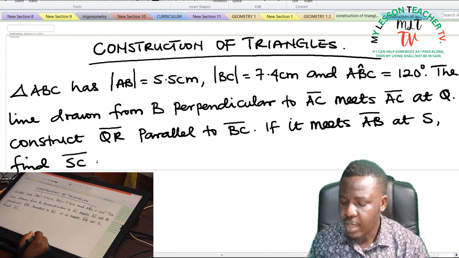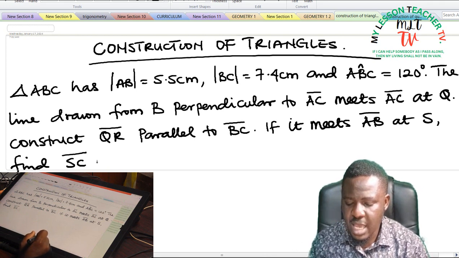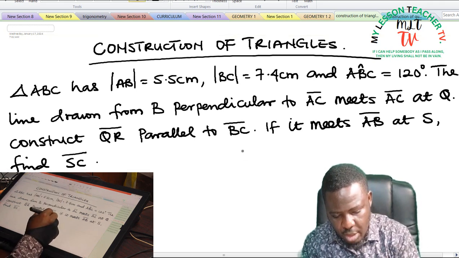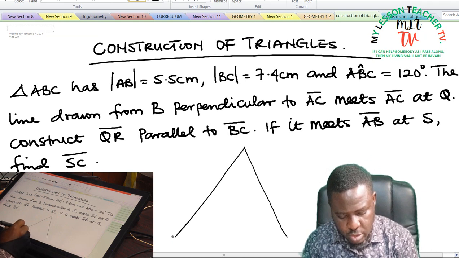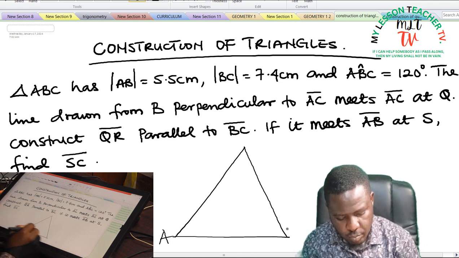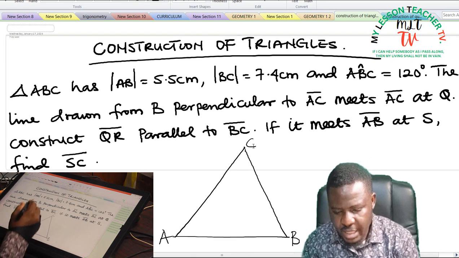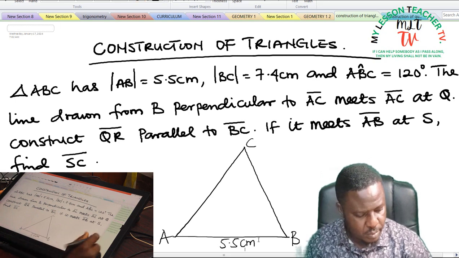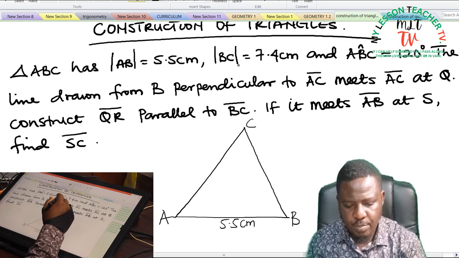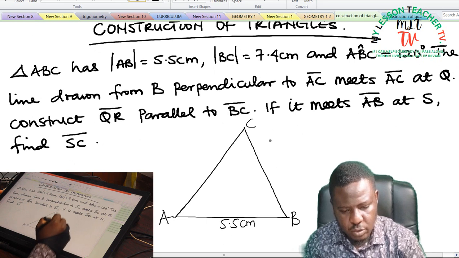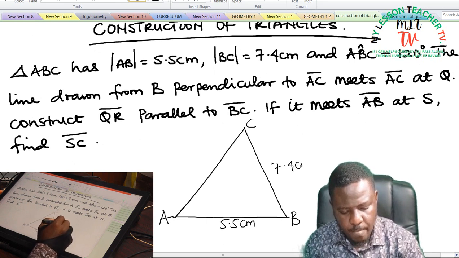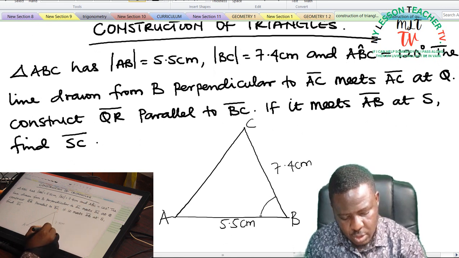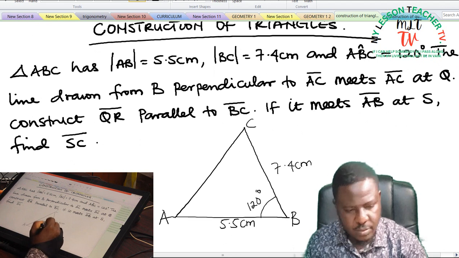So this question says that triangle ABC has AB equal to 5.5 centimeters. So let's sketch our triangle. So this is triangle ABC. That side AB is 5.5, so this is 5.5 centimeters. BC is said to be 7.4. And angle ABC is 120. So this is angle 120 degrees.